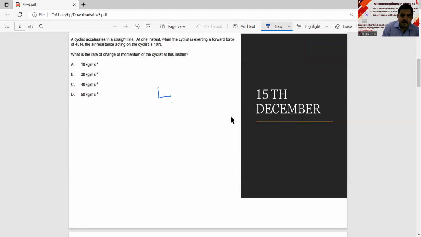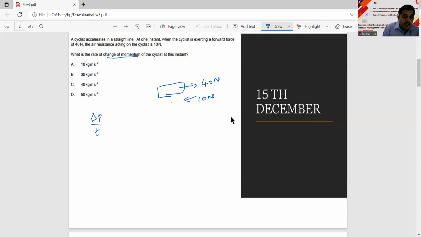Okay, this is the cyclist. He is moving. Forward force is 40 Newton. Backward force is 10 Newton. And here it is asking you what is the rate of change of momentum. What is change of momentum? Change of momentum is nothing but delta P. What is rate of change of momentum? Wherever there is a rate before any quantity, you just need to divide this by time.